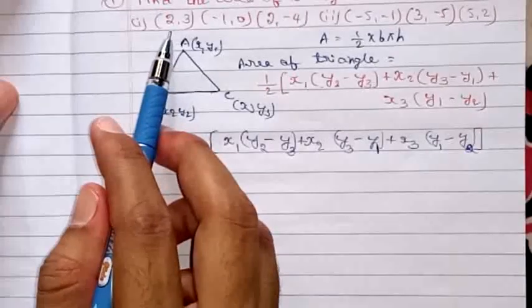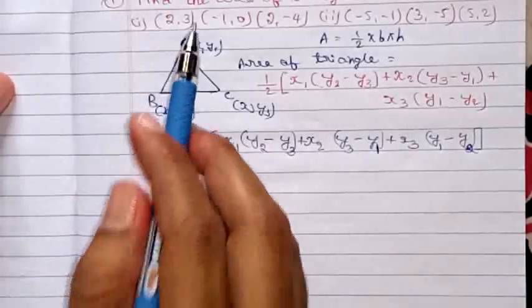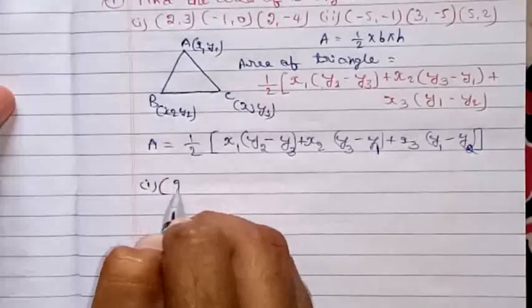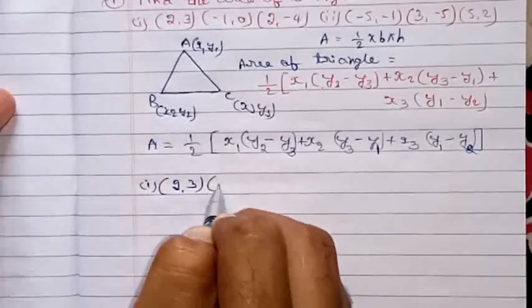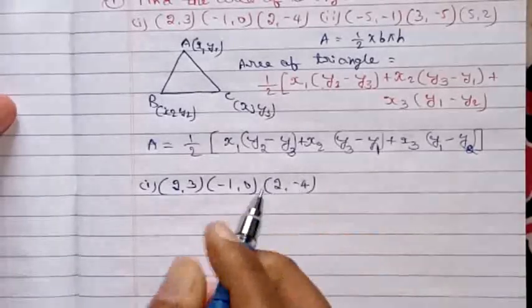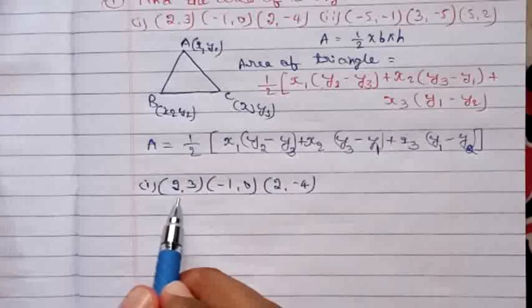We will take the problem and solve it. Now what is the first question? The first question is the points (2, 3), (-1, 0) and (2, -4), children. You need to find the area of a triangle.